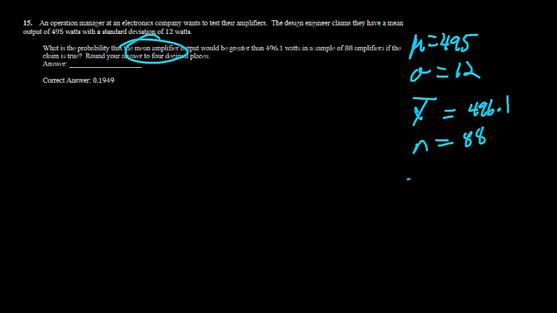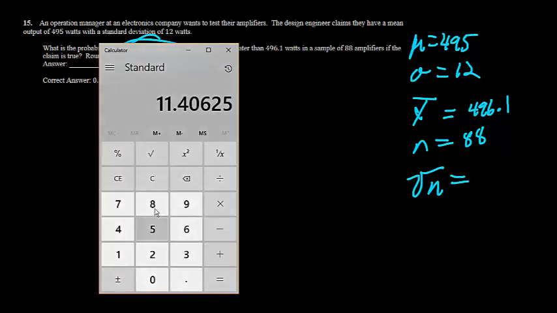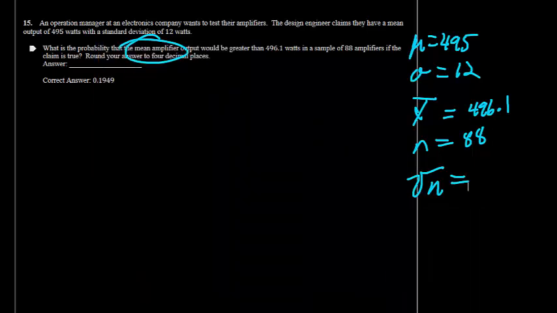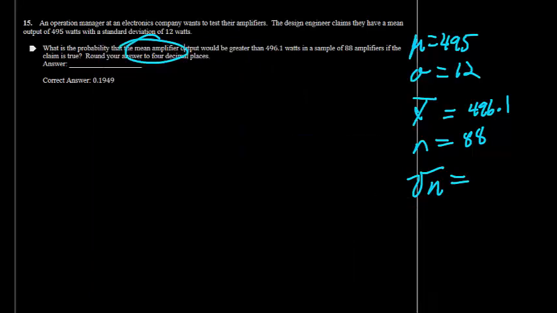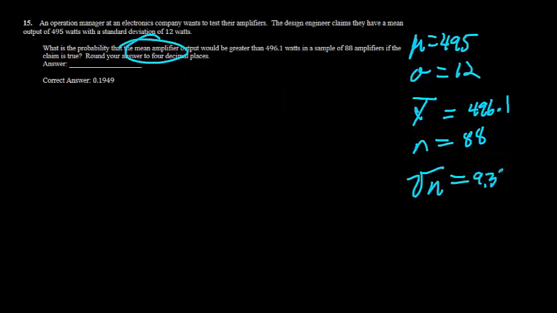Let's just go ahead and take the square root of n as long as we're here, because it's easy. The square root of 88 is 9.3808. Let's see if I can figure out how to not screw this one up. 9.3808. All right. I'm looking for something greater than x bar. Mu is over here.